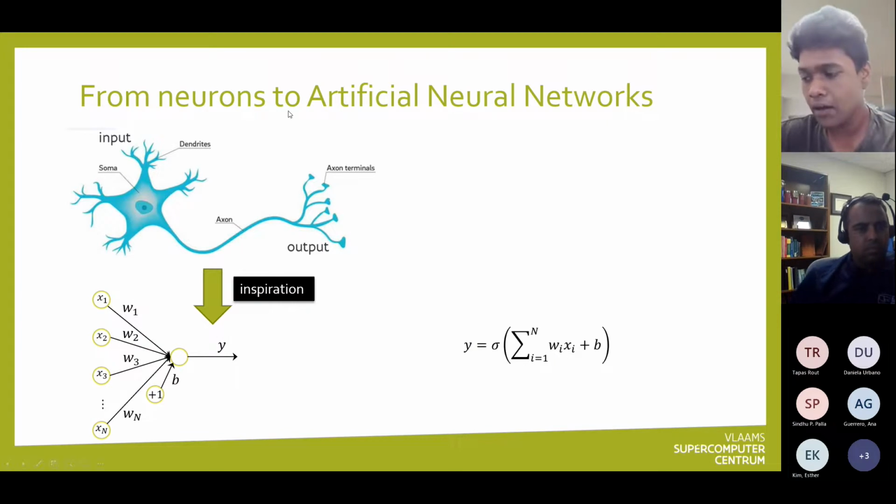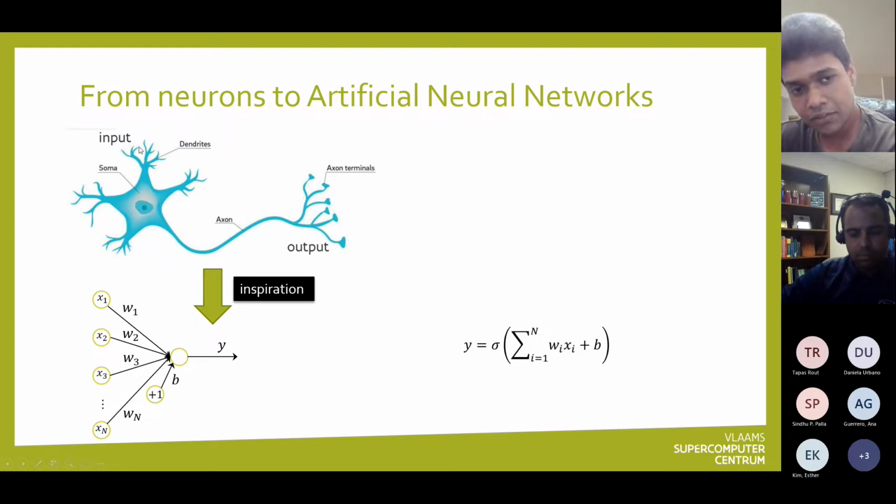So this is a neural network. This is a neuron. These are the different inputs. From these inputs, you pass the data through an axon, and these axon terminals are the outputs. That is the main inspiration behind a neural network.